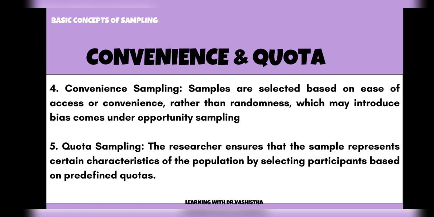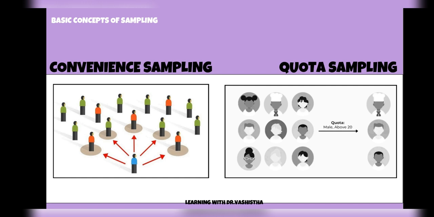Whereas in quota sampling, the researcher ensures that the sample represents certain characteristics of the population by selecting participants based on predefined quotas. So here is the picture showing the two kinds, where in convenience sampling, as you can see, the researcher can select anyone based on how much access he has to the person whom he wants to select for the sample. So it is basically convenience sampling, and no order is defined.